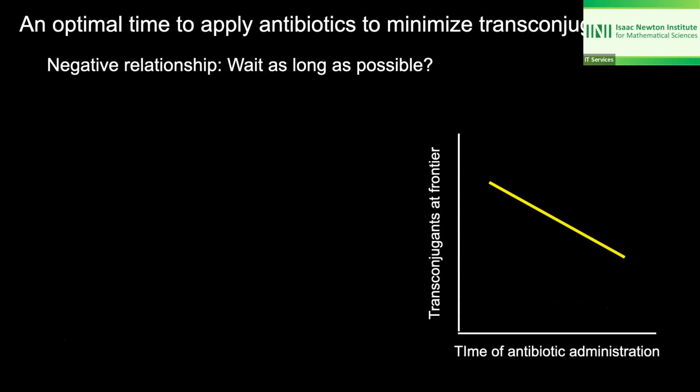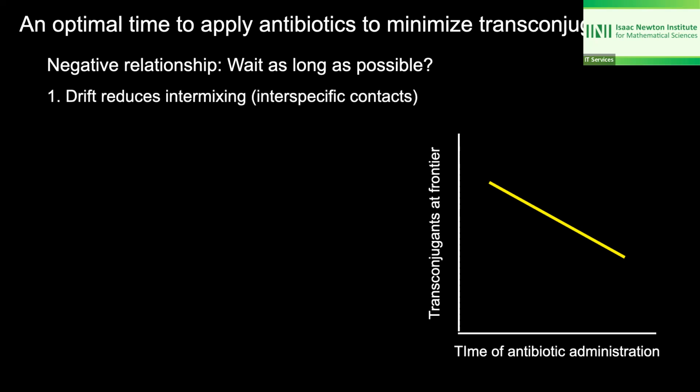So, you know, my initial intuitions are almost always wrong. But I initially thought that we should observe a negative relationship. So basically, the amount of transconjugants at the frontier of this expanding colony after applying antibiotics, we thought it should be negatively related to the time that we apply antibiotics. So if you wait as long as possible before applying antibiotics, then the transconjugants at the frontier should decrease.